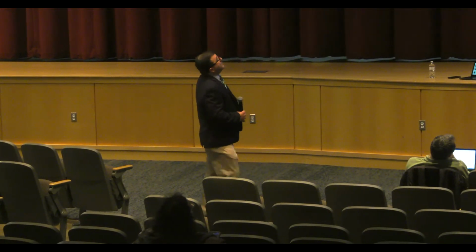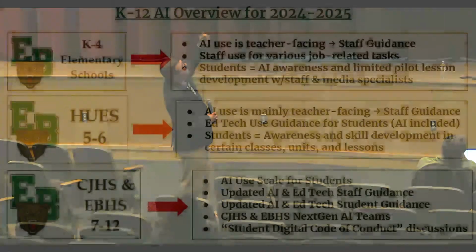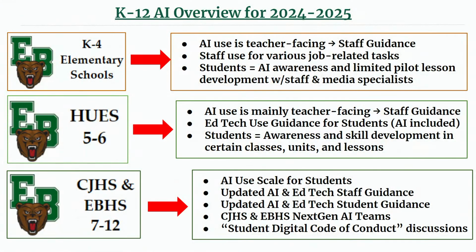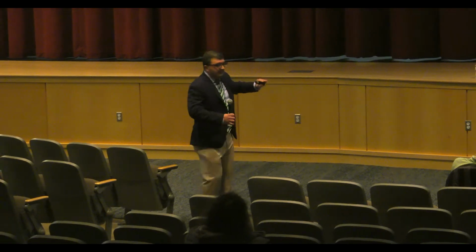So we put together working groups: a K to 4 working group, a Hughes working group, a Churchill AI working group, and a high school working group. All different departments, grade levels. We met four or five times over the course of last year. And this vision, this overview, was a direct result of those conversations and the work we did together. It was great to build that vertically articulated vision so that we're building towards something. We're not just throwing spaghetti against the wall to see what sticks. We're thinking, we're discussing, and bringing research in.